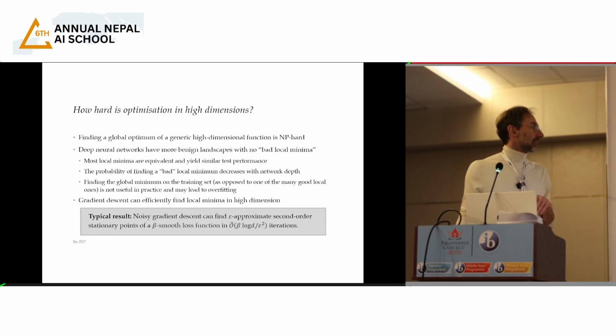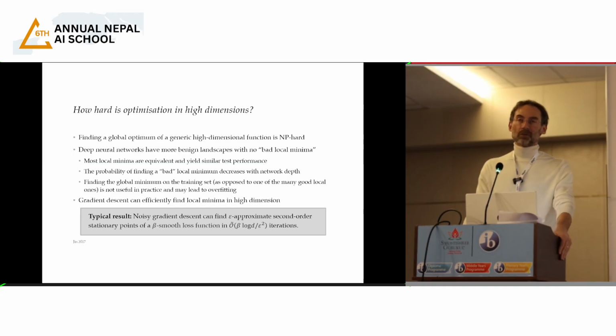What you can also show, and again there's plenty of literature in optimization, is that you can efficiently find local minima, especially when you use stochastic gradients. That's what people use to optimize deep neural networks. So there is no issue with optimization. Even though on the surface it looks like a difficult and intractable problem, in practice it does work. So this is what we need to know.